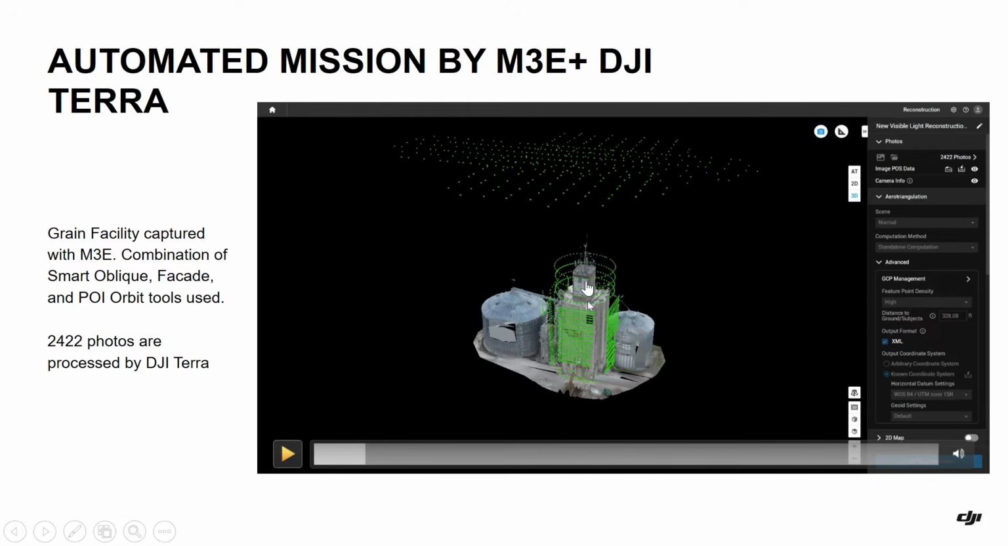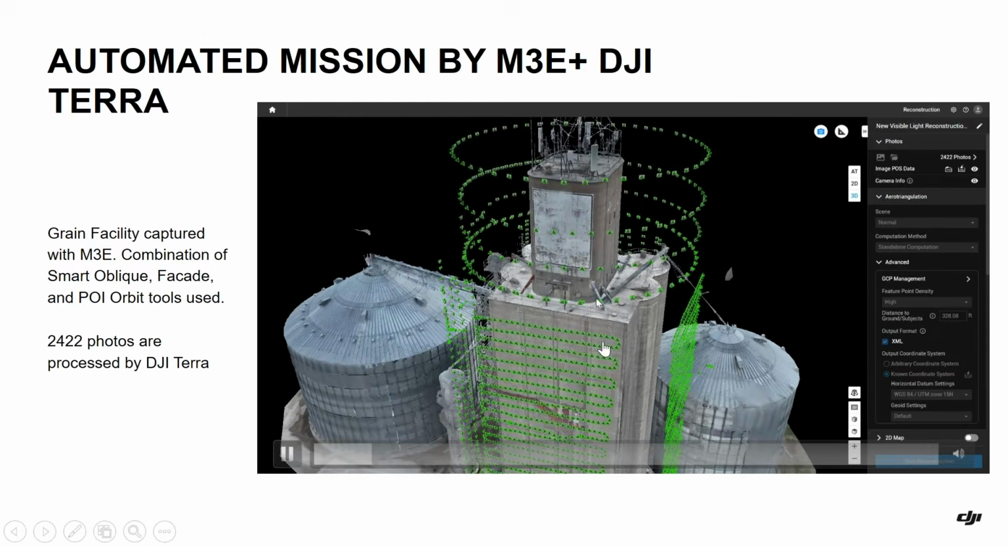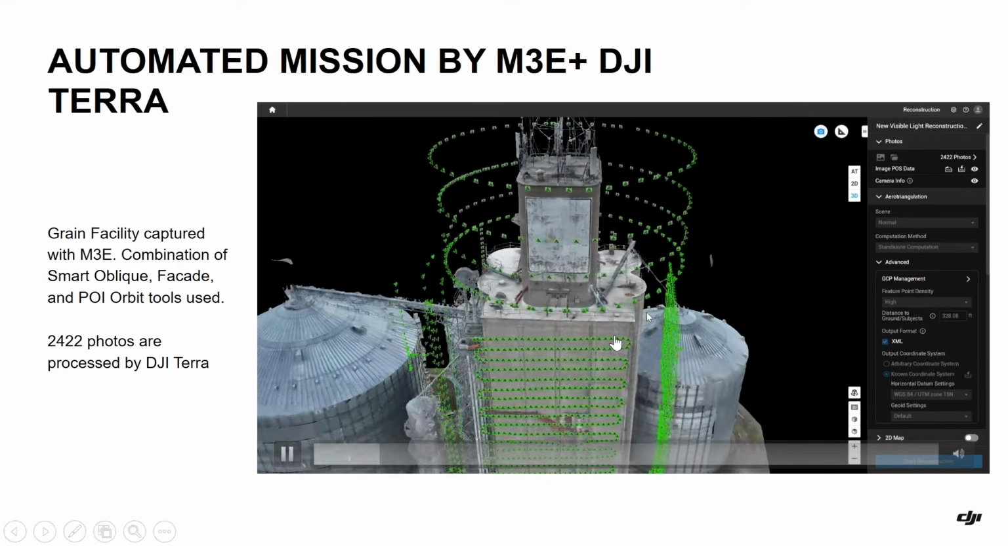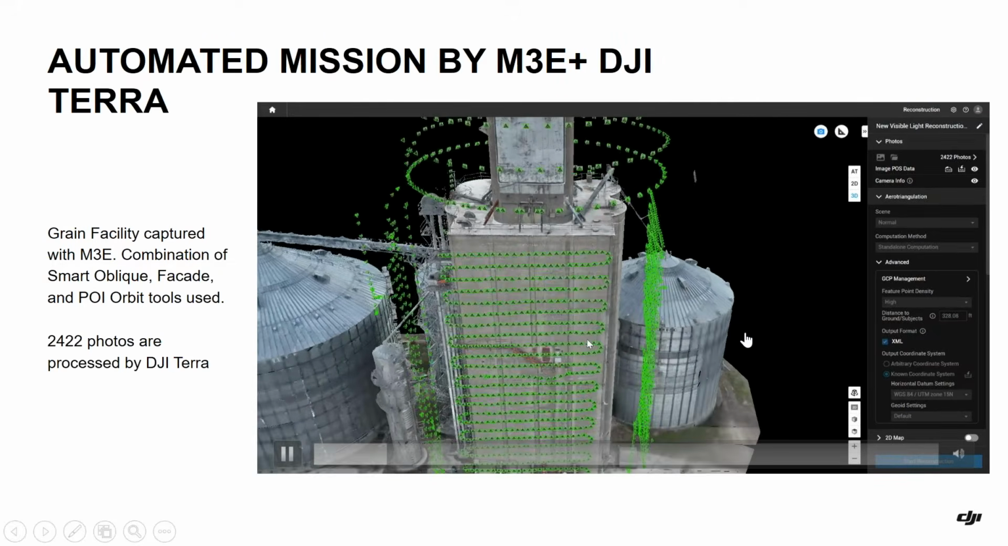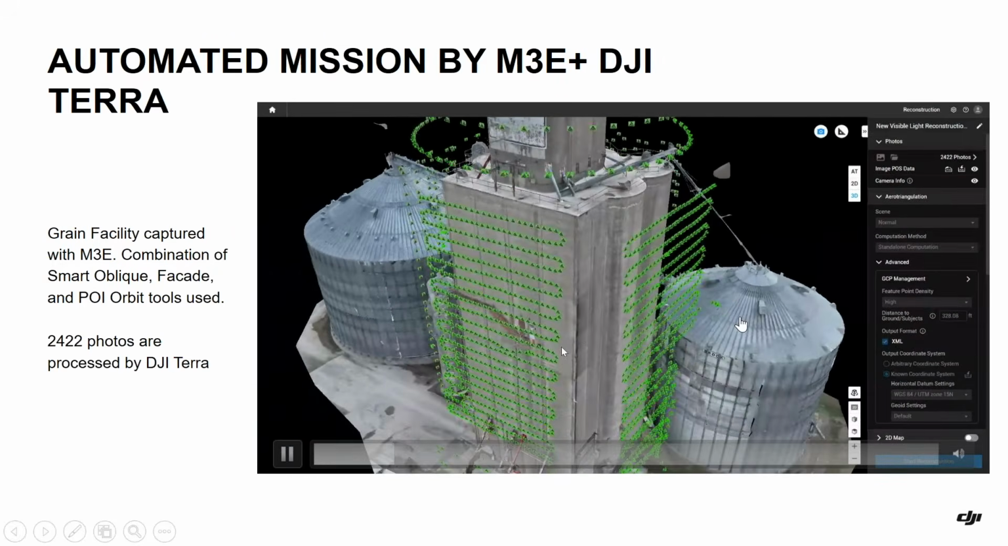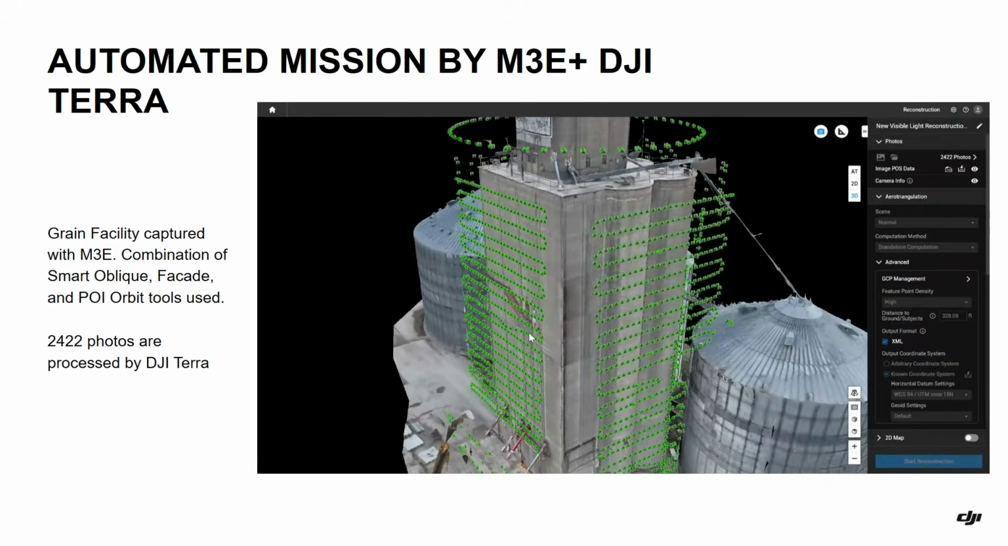You can also do a point of interest orbit mode that I did at the very top here, and then did some facades for doing some crack detection. Also highlighting the ability of Terra as a photogrammetry engine.